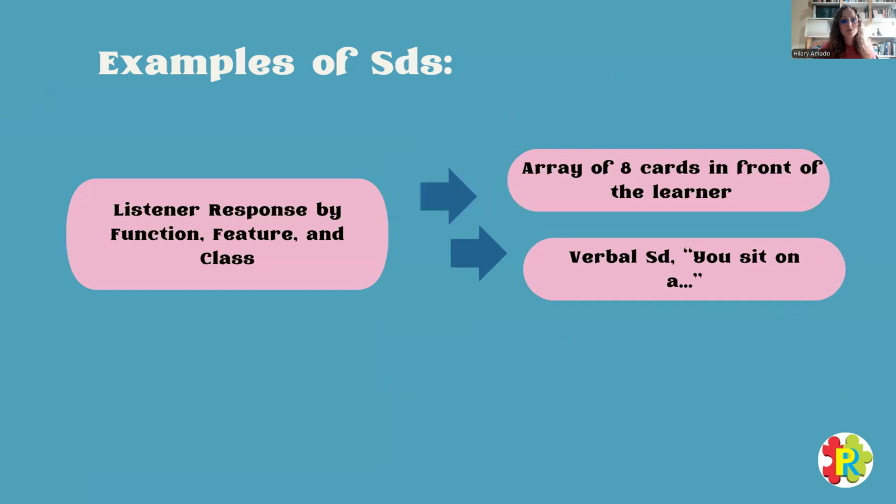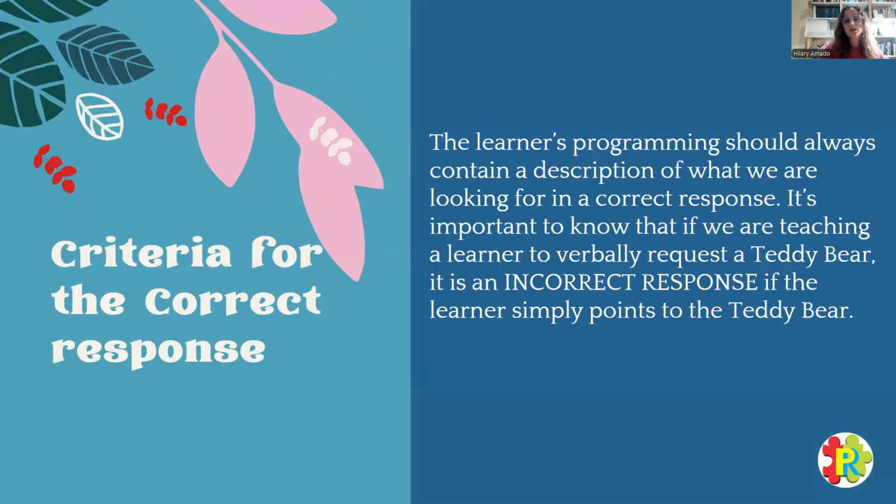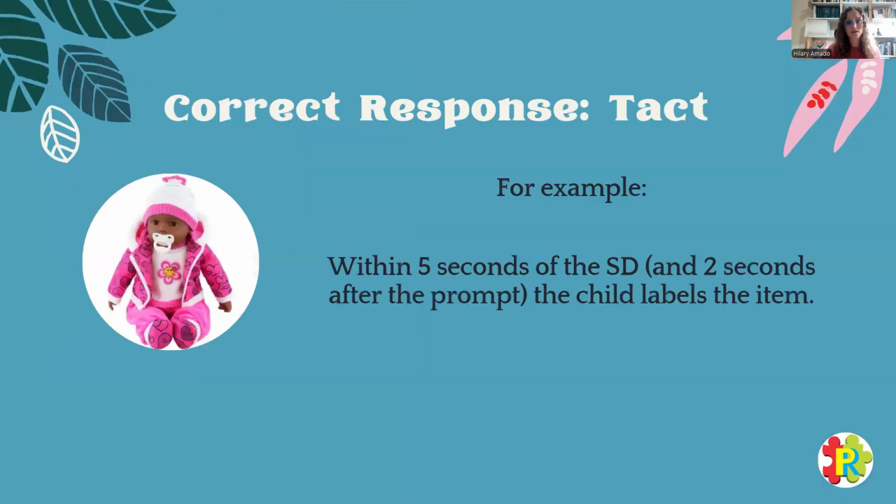And with a listener response by function, feature, and class, we might have an array of 8 cards in front of the learner with a verbal SD, something like you sit on a, for them to respond by pointing to chair. We're also going to give the criteria for the correct response and a description of what that correct response looks like. It's important to know that if you are teaching a learner to verbally request a teddy bear, it is an incorrect response if the learner simply points to the teddy bear. They need to verbally request that teddy bear.